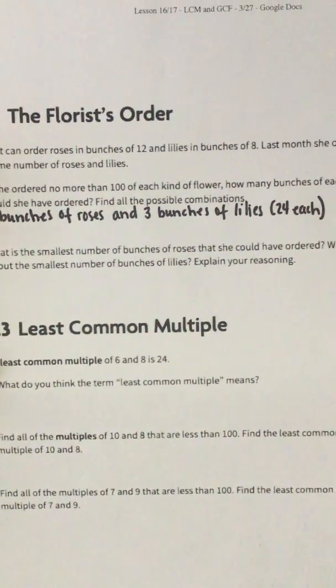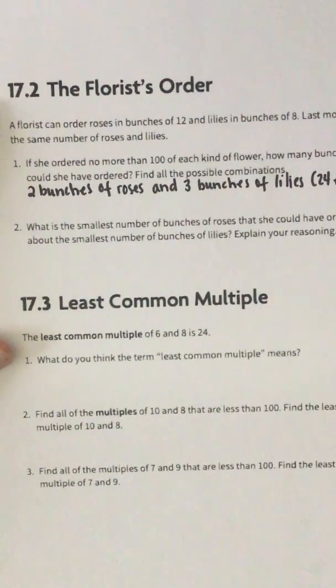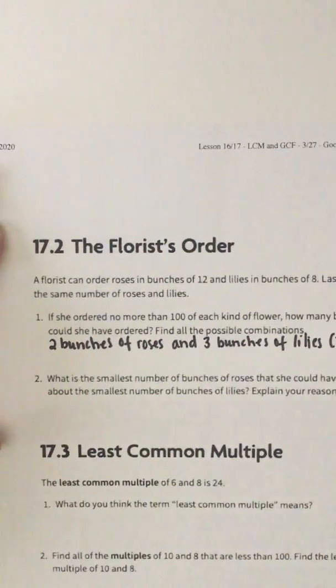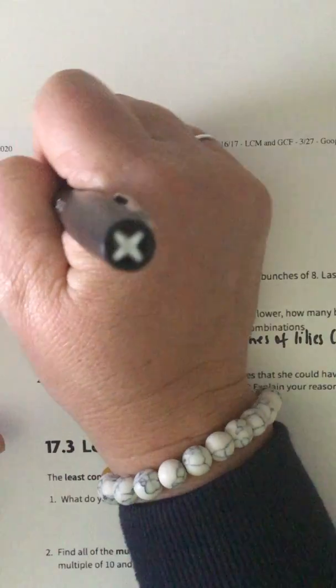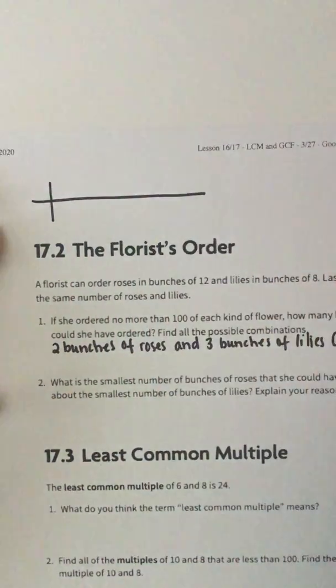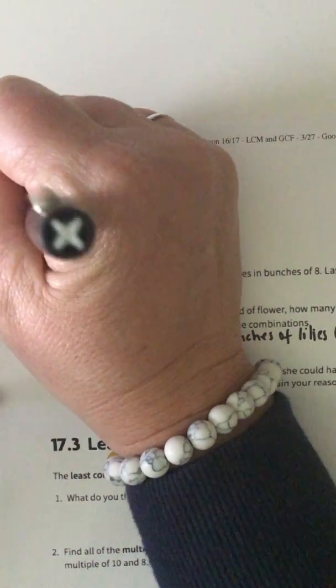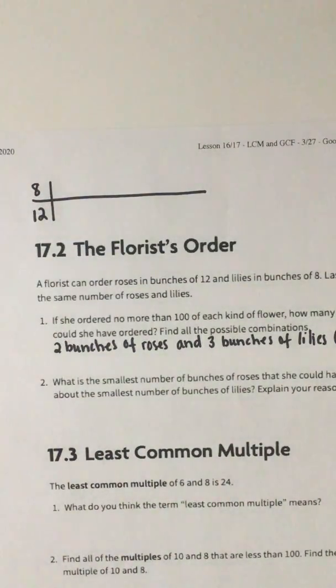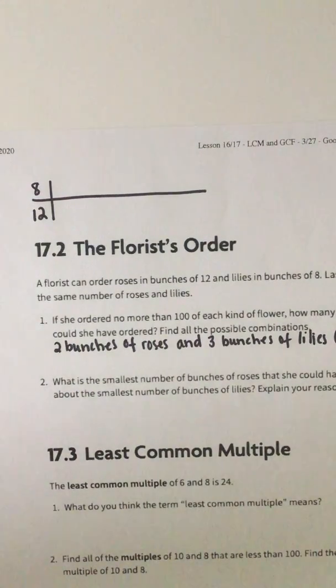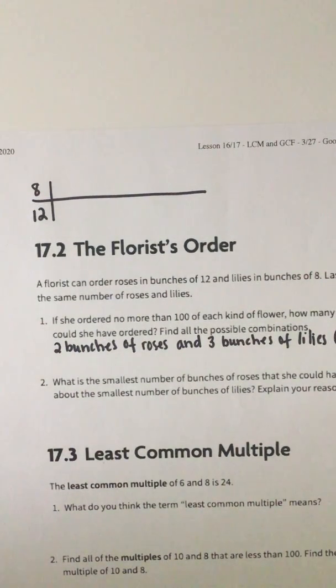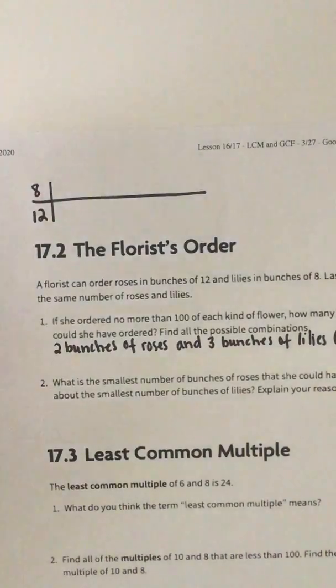All right, and so in order to do this one, I'm going to actually have to go up here so that I have enough room. Like I said, you're going to do your sideways T. And we have 12 roses, 8 lilies. So I'm going to put 8 on top, I'm going to put 12 on the bottom. Now we're finding the smallest number that is the same in both of these numbers.